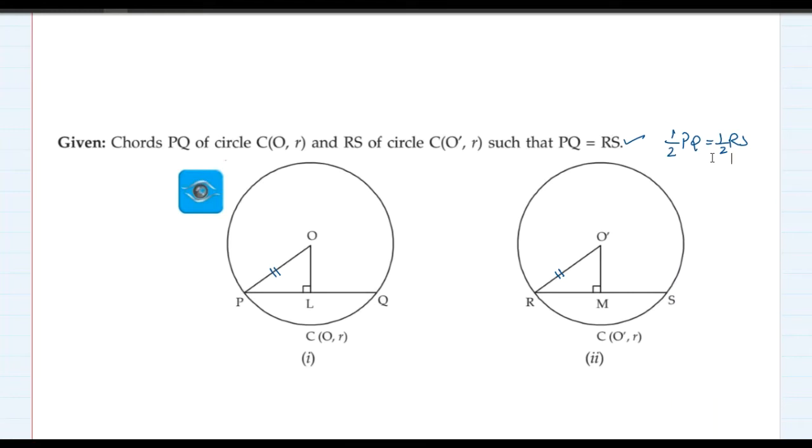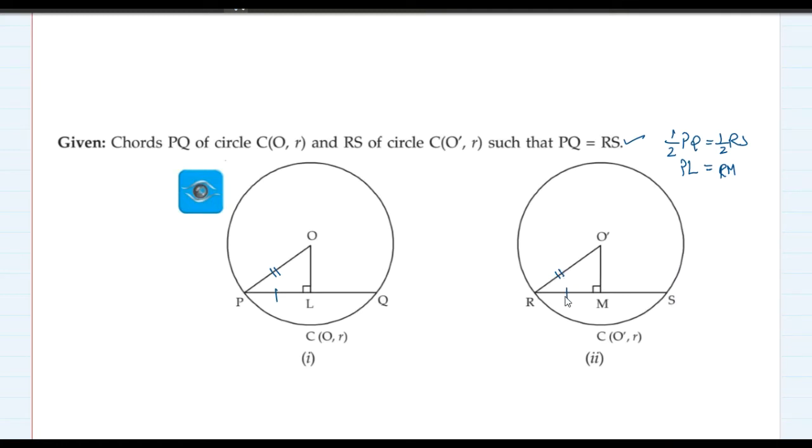Why is half of PQ equal to PL? Because a perpendicular drawn from the center of the circle bisects a chord. Theorem number 1, right? So half of PQ is PL and half of RS is RM. In triangles OPL and O dash RM, OP is equal to O dash R, radii of two congruent circles. Angle OLP is equal to angle O dash MR, both 90 degrees, and PL is equal to RM, since half of PQ is equal to half of RS.